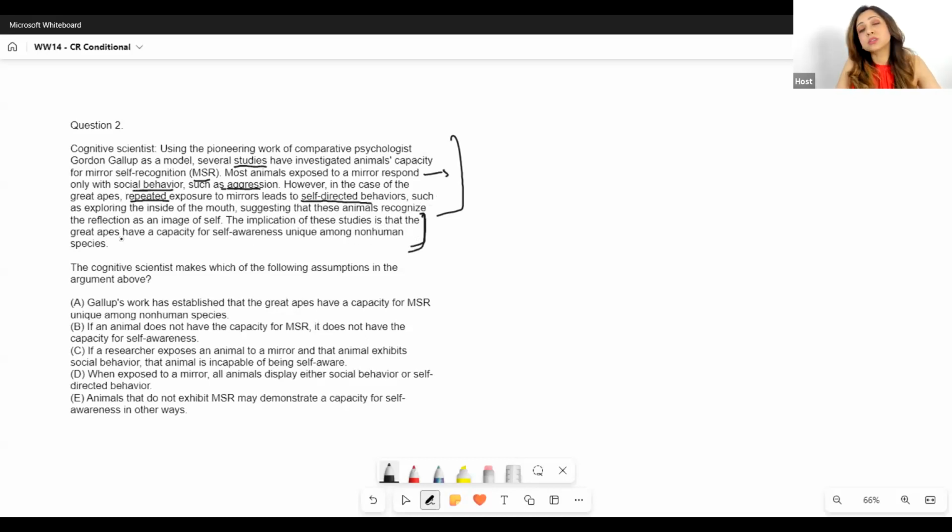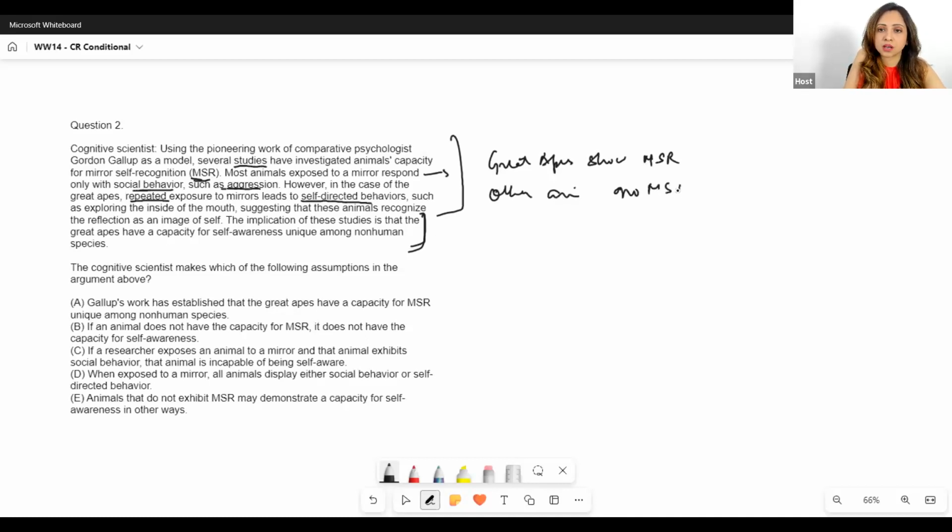Now, look, sometimes we get confused by the terminology used. We don't realize that different terminologies are being used in the premises and in the conclusion, and this is one big example of that. Here, we're talking about mirror self-recognition, MSR. Let's quickly write down: great apes show MSR. That is what the studies give us, right? They are able to recognize themselves in the mirror. Other animals show no MSR. Other animals do not recognize themselves.